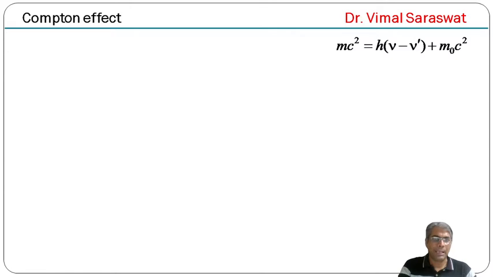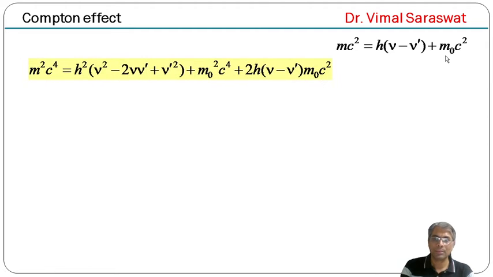So mc² = h(ν − ν') + m₀c². If we square this equation on either side, then m²c⁴ = [h(ν − ν') + m₀c²]².